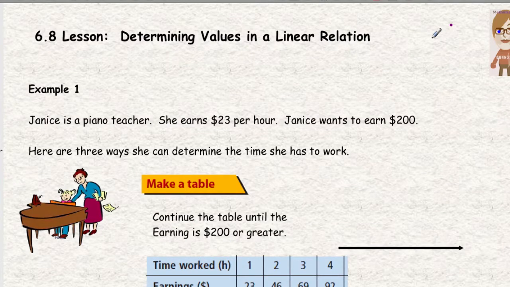Lesson 6.8, determining values in a linear relation. This is a little bit of problem solving in this lesson, trying to figure out numbers that are missing and kind of just using common sense.